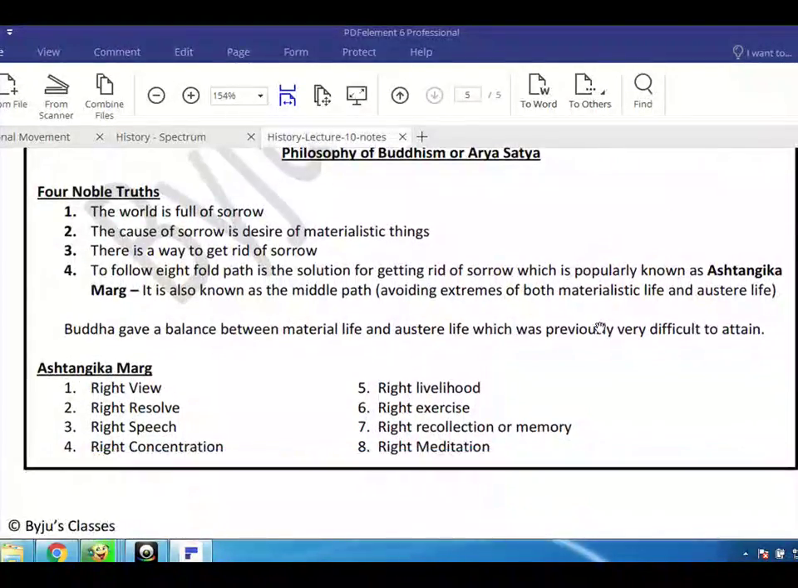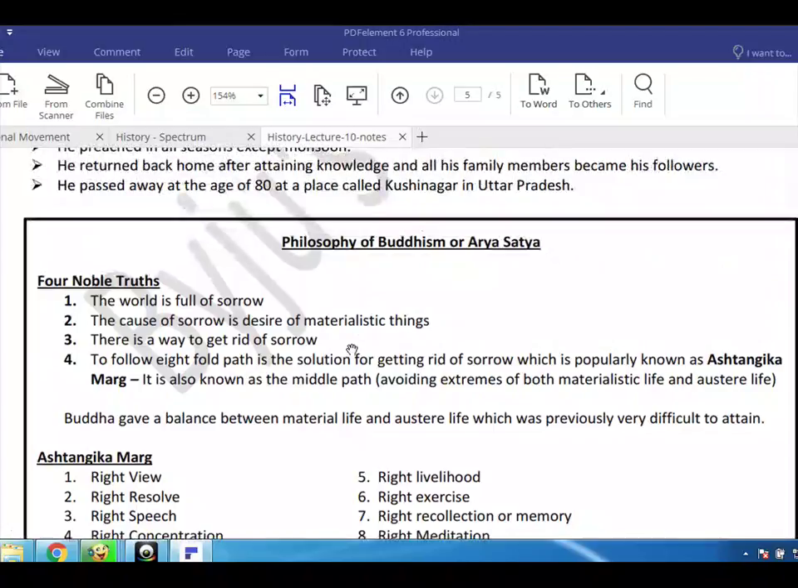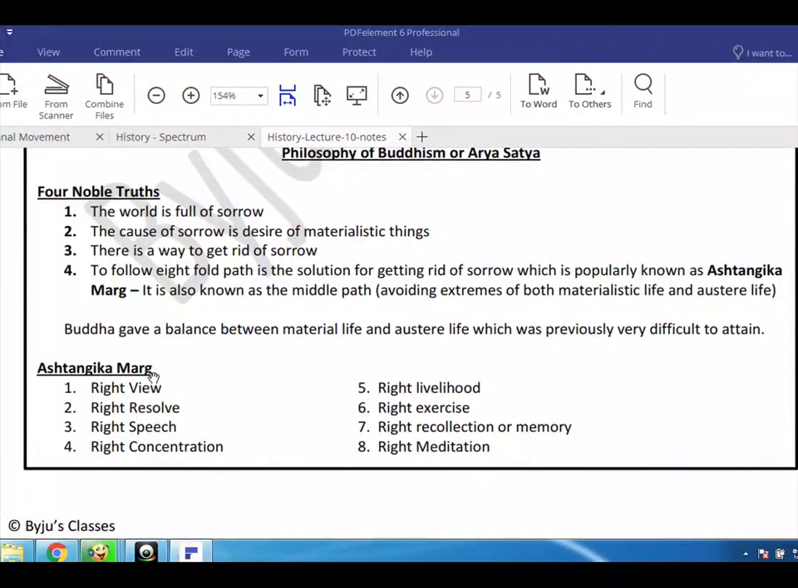Philosophy of Buddhism, or the four noble truths. 1. The world is full of sorrow. 2. The cause of sorrow is desire for materialistic things. 3. There is a way to get rid of sorrow. 4. To follow the eightfold path is the solution for getting rid of sorrow, which is popularly known as Ashtangika Marga. It is also known as the middle path, avoiding extremes of both materialistic life and austere life. Buddha gave a balance between material life and austere life, which was previously very difficult to attain.